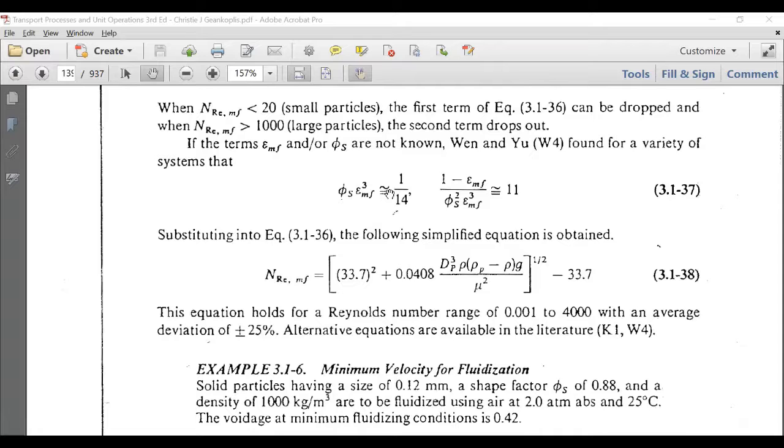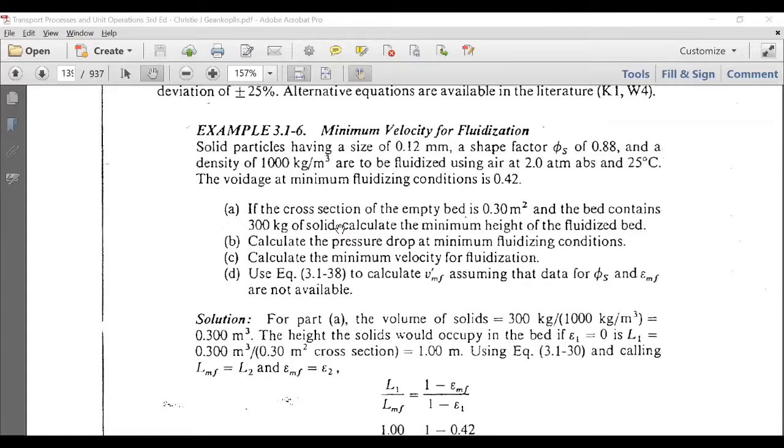Okay, so if not, then we will go to example 3.6. So we have a solid particle having a size of 0.12 millimeter and a shape factor, or sphericity factor, of 0.88. The solid particle also has a density of 1000 kilogram per cubic meter. This solid particle is to be fluidized using air at 280 kPa absolute and 25 degrees Celsius. And we know that the voidage at minimum fluidizing conditions, epsilon MF, is 0.4.